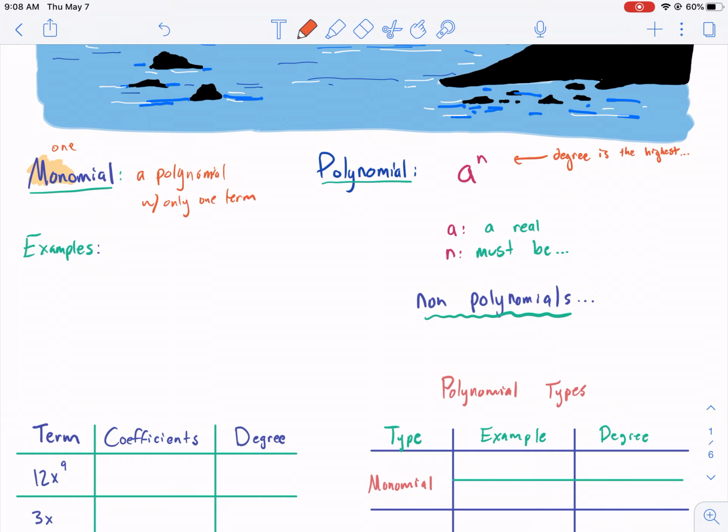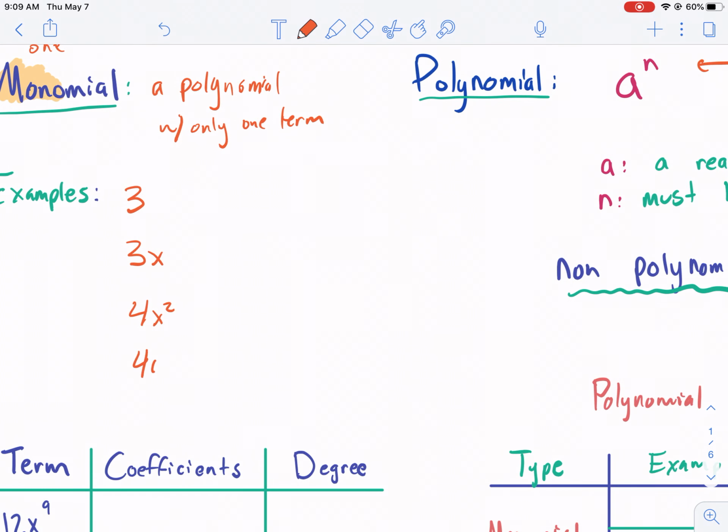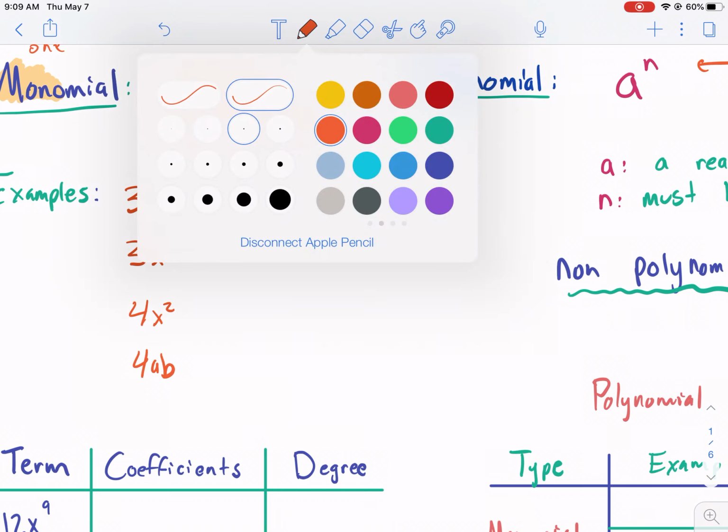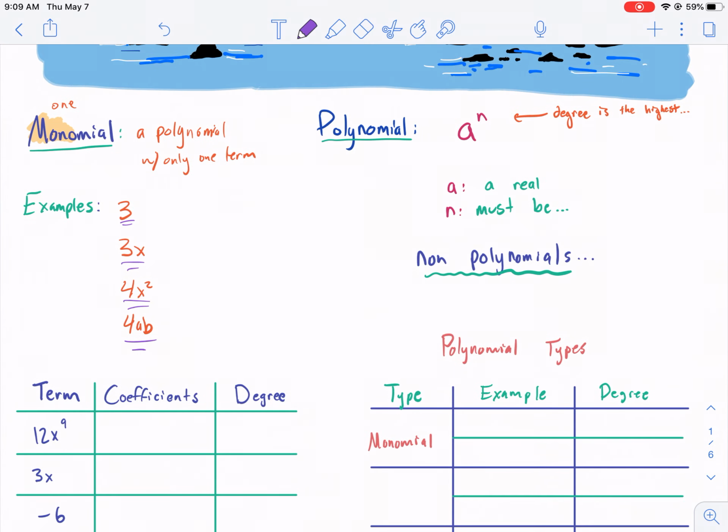Now, what does it mean to have only one term? Well, an example could be the number 3. Or you could have 3x. If you have 3 times x, as long as it's multiplication, you're fine. That's a monomial. You could have something like 4x squared. That's a monomial. So anything that has just multiplication in it is a monomial. It's one term. It's not separate. There's no addition or subtraction in there. There's no plus or minus. So these are all one-term monomials.